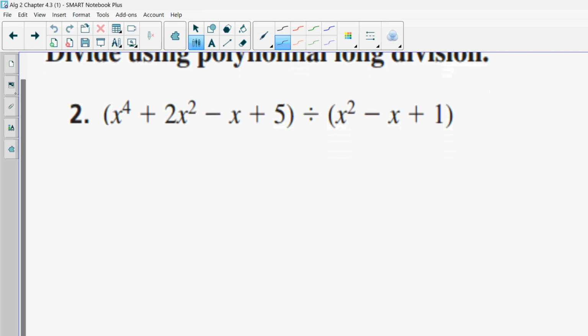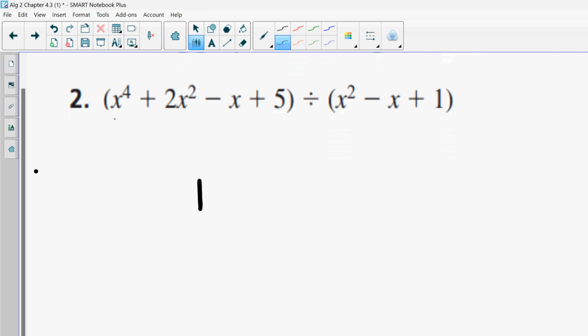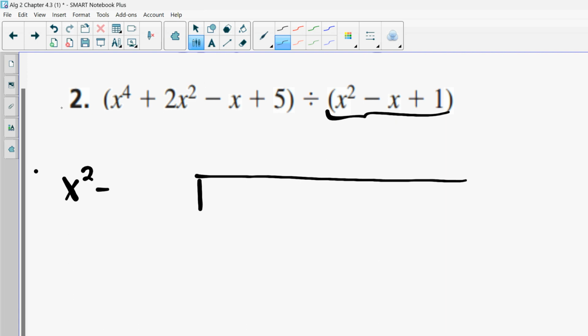So first thing in long division is setting up the problem. So I'll have our long division symbol. Our expression after the division sign will go outside, and our expression before the symbol will go inside.